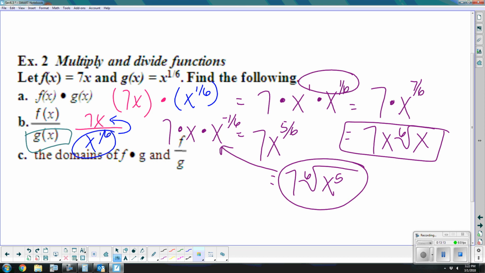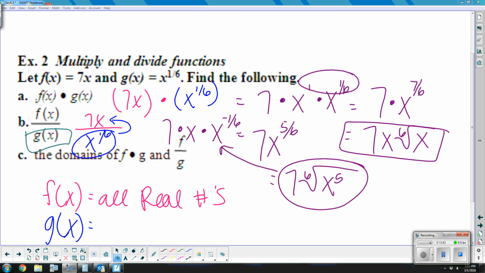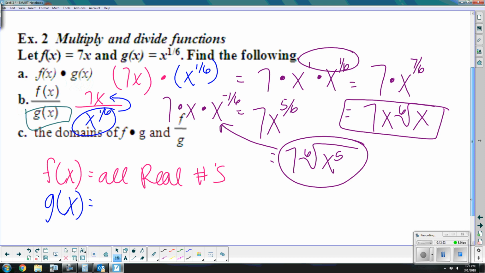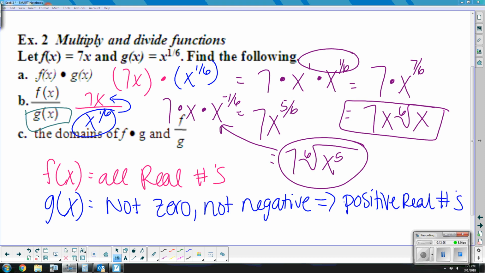So now let's look at our domains of f times g and f divided by g. Again, g of x cannot equal 0. Therefore, x cannot equal 0. So in f of x, our domain here is all real numbers. X can really be anything. And our domain of g of x, it can't be 0, and we also can't take the 6th root of a negative number, because 6 is an even number, so we can't take an even root of a negative number. So therefore, we can only have positive real numbers.